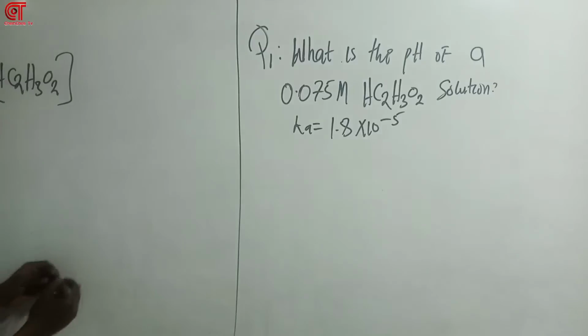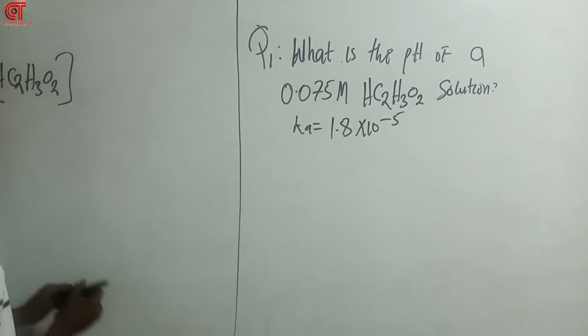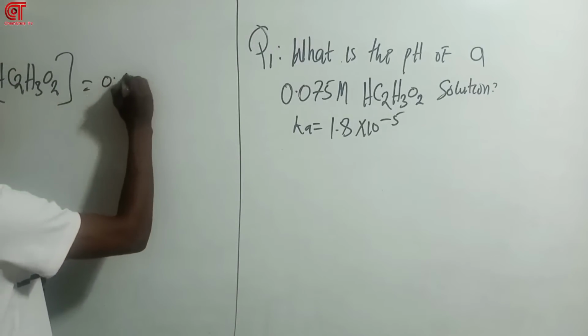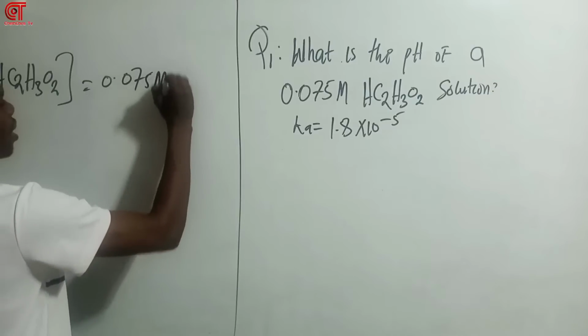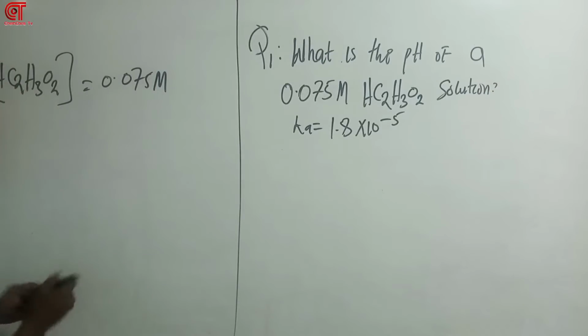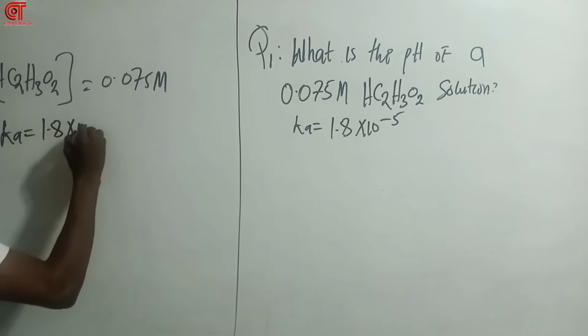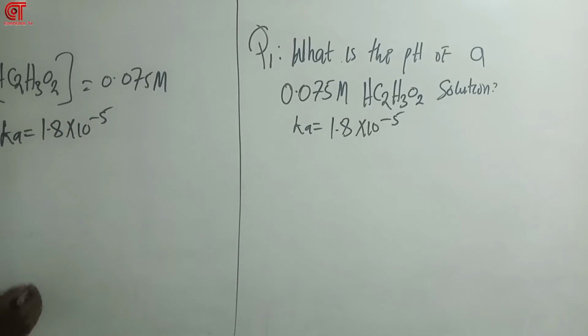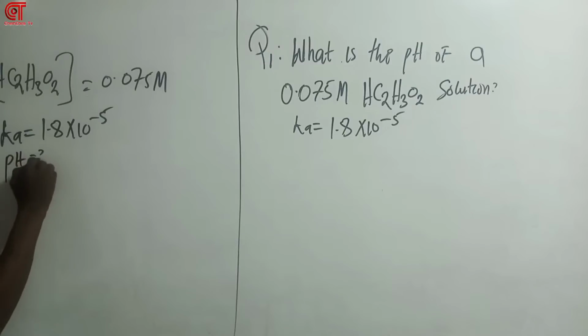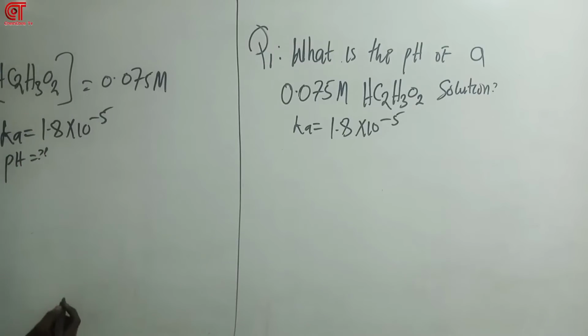HC2H3O2 is ethanoic acid, with a concentration of 0.075 molarity, right? Now they give us our Ka equals 1.8 exponential minus 5. Do you get that? That's the work of the pH. Of course, we need to first calculate the hydronium ion concentration.